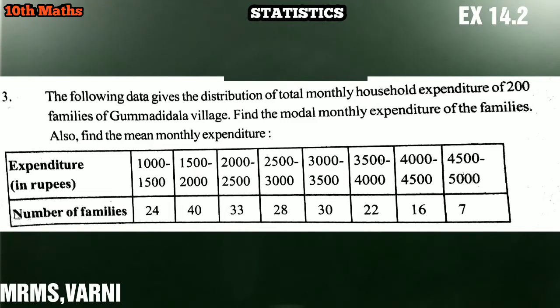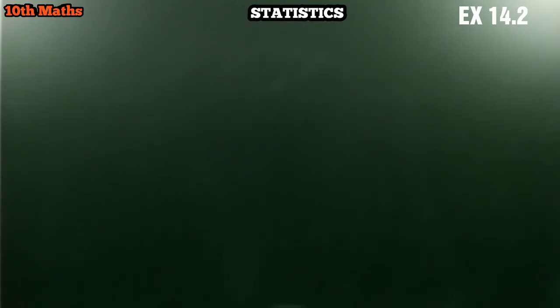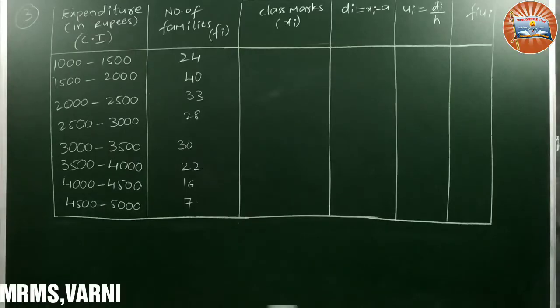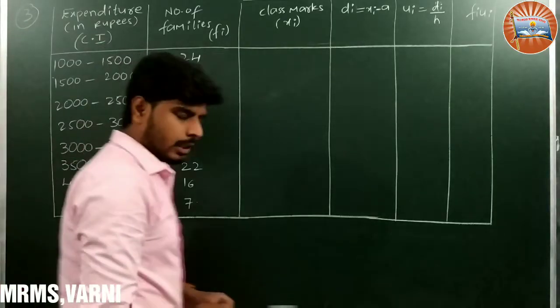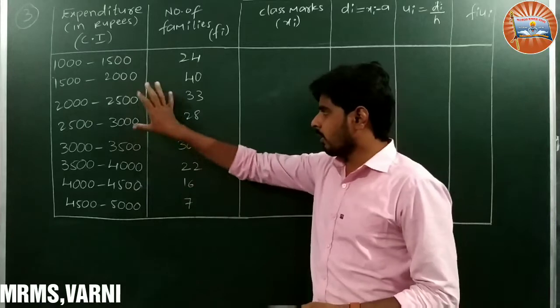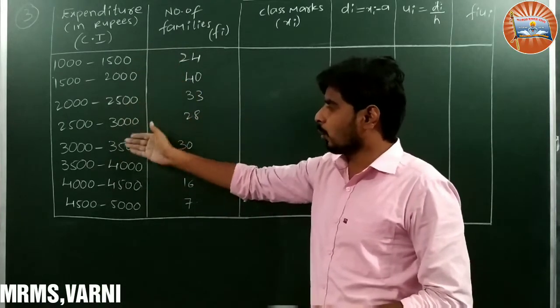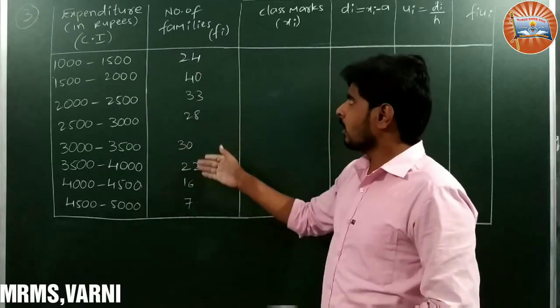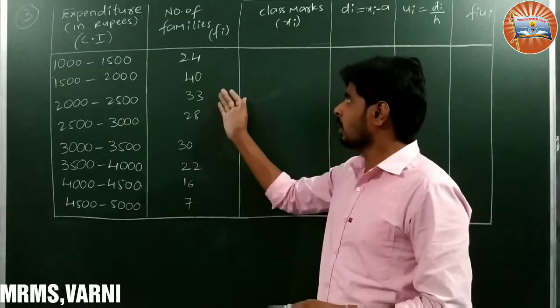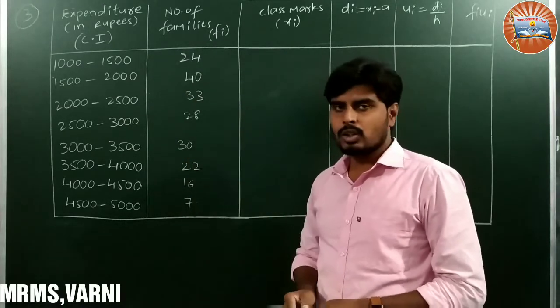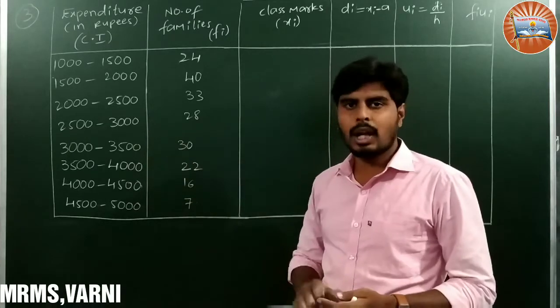Okay, and given here the class intervals are very large. That is why I am going to use step deviation to find the mean. Look at here, this is the given data. These are expenditures in rupees and these are number of families, nothing but frequencies. So with this given data we have to find mean and mode.